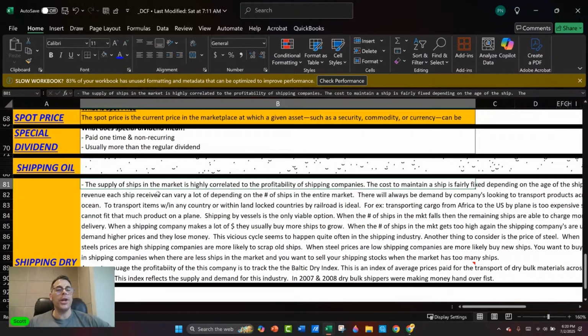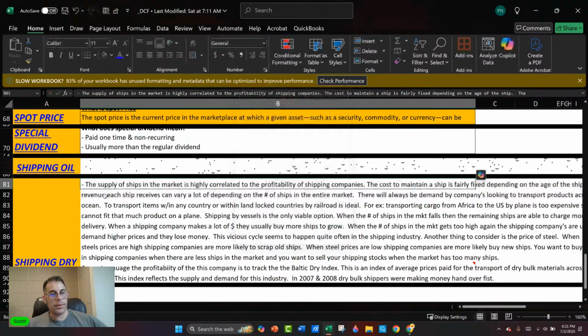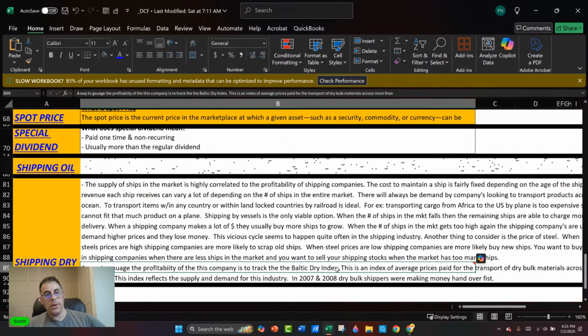So I'd say the supply of ships in the market is highly correlated to the profitability of shipping companies. The cost to maintain a ship is fairly fixed, depending on the age. The revenue each ship receives can vary a lot depending on the number of ships in the entire market. I've said this so many times, but yeah, the Baltic Dry Index. So if you want to track shipping rates, you look at the Baltic Dry Index.